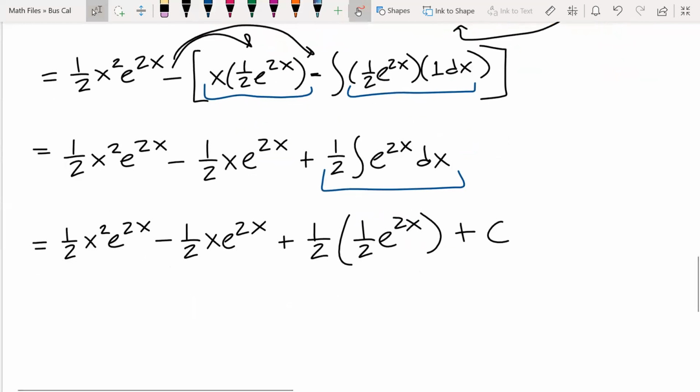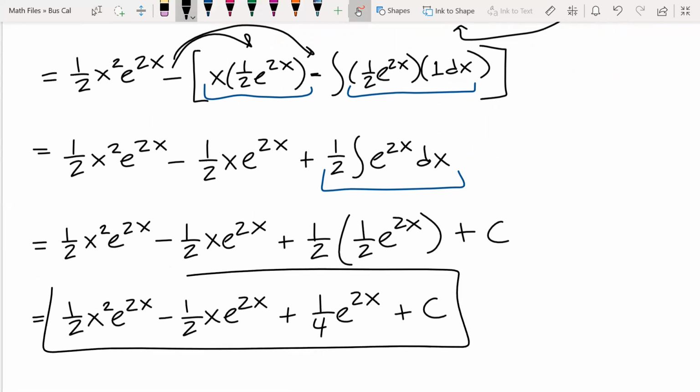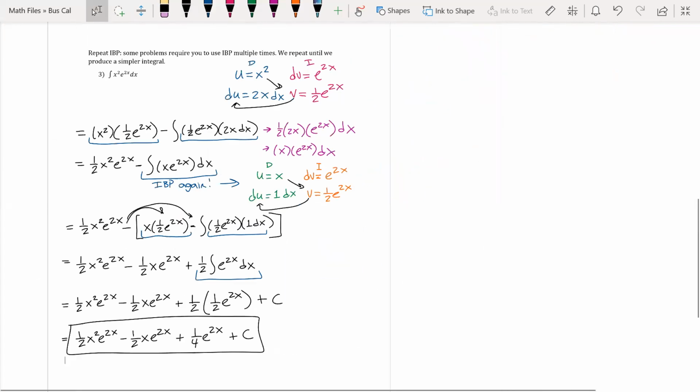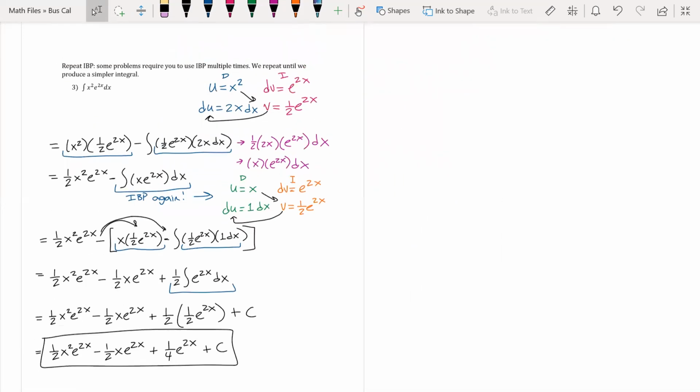Final cleanup: 1/2 x squared e to the 2x minus 1/2 x e to the 2x plus 1/4 e to the 2x plus c. Boom, boom, boom. And there it is, double integration by parts. And that is it. That is our last lesson, guys.